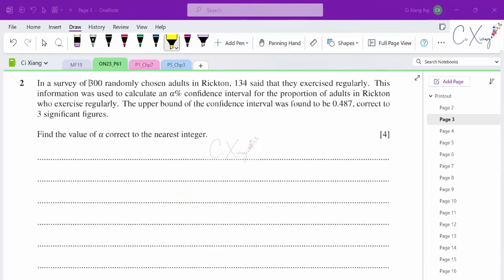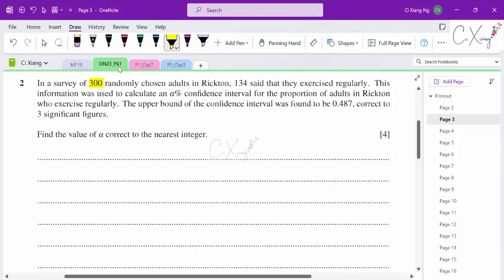Question number 2. We have 300 adults selected to be involved in a survey. Then 134 said that they exercise regularly. This information was used to calculate an alpha percent confidence interval for the proportion of adults in this place who exercise regularly. So mainly this question is about the confidence interval of proportion. The upper bound of the confidence interval was found to be 0.487. This is the information they give us to start with, and they want us to find the alpha correct to the nearest integer.